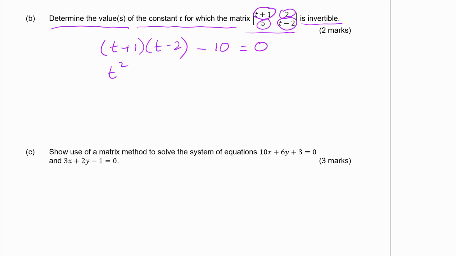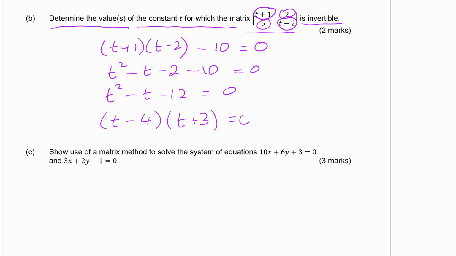So that's t squared minus t minus 2, take away 10 equals 0. So t squared minus t minus 12 is equal to 0. So that's going to be (t take away 4)(t plus 3) equal to 0. Giving us t is 4 or t is -3. So that's when the determinant is 0. So we just need t to not be 4 and t to not be -3.